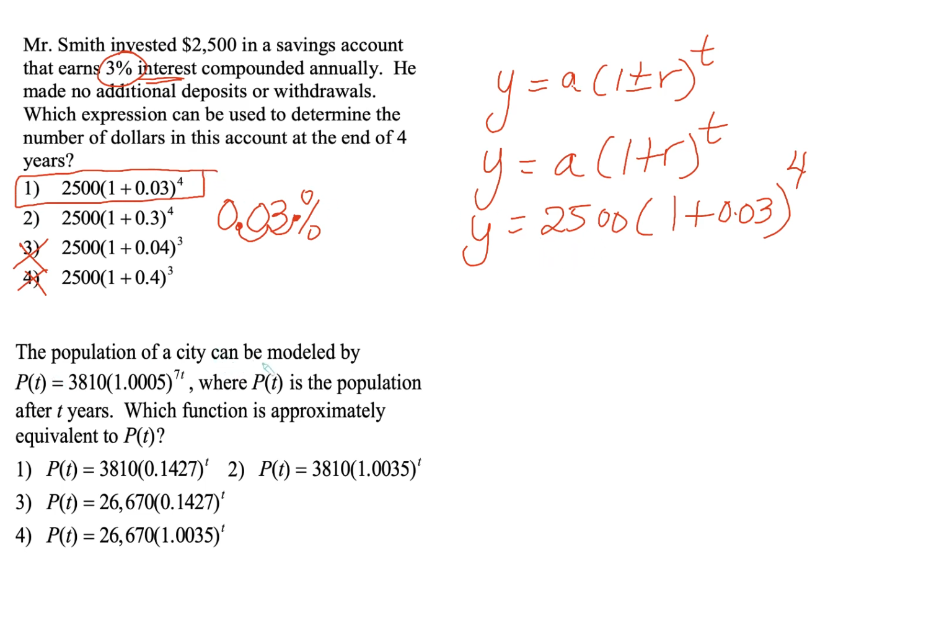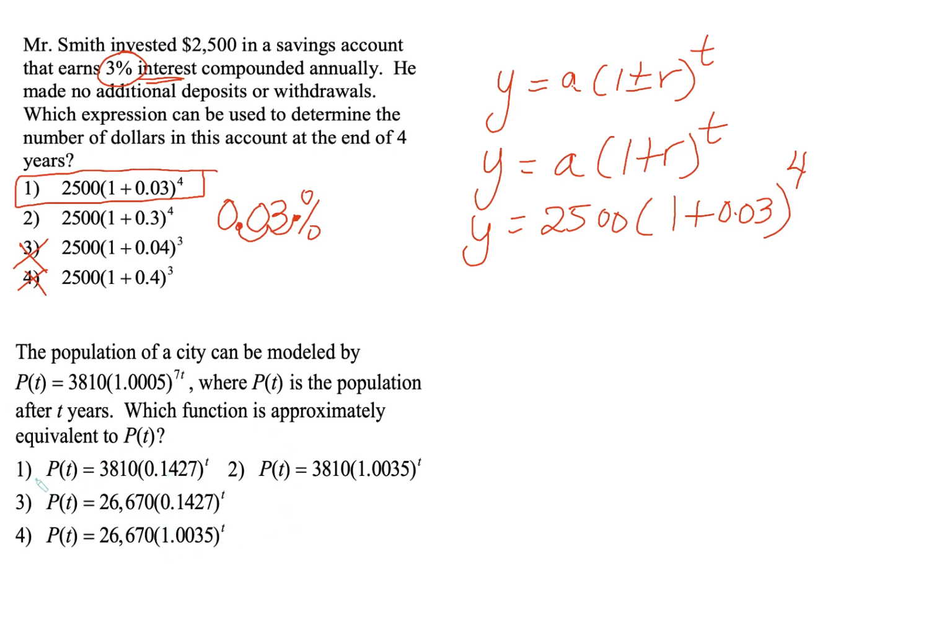The population of a city can be modeled by P(t) equals 3,810 times 1.0005, and all of that is raised to the 7t, where P(t) is the population after t years, and they want to know which function is approximately equivalent to P(t). So they wrote the function for us, so we have to figure out which of these is equivalent.